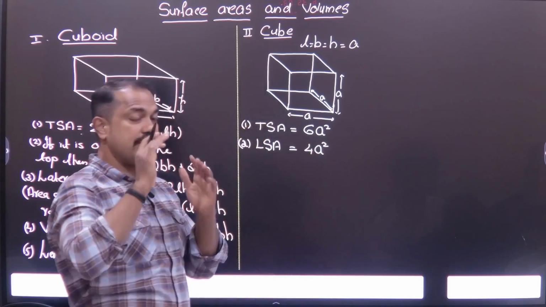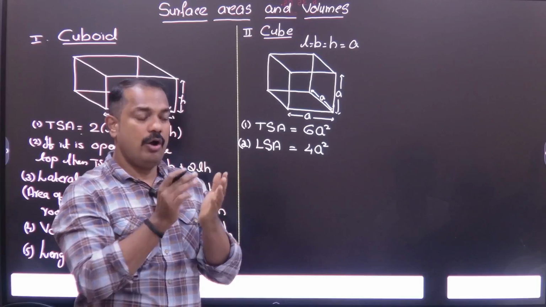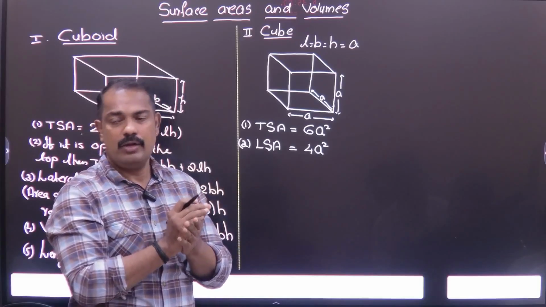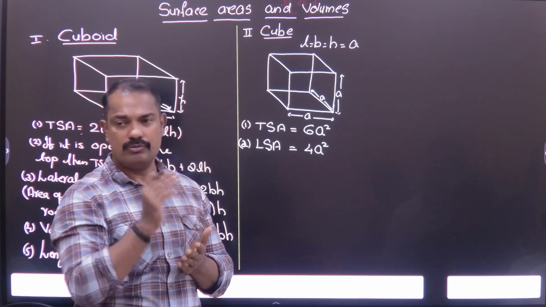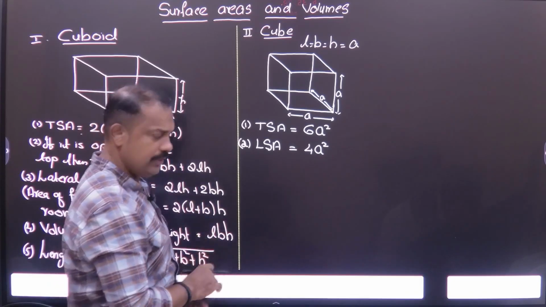Lateral surface में कितना फेस आएगा? 4 ही फेस आएगा ना, और सब फेस के शेप स्क्वायर हैं. What is the area of each square? A square. So 4 into A square.